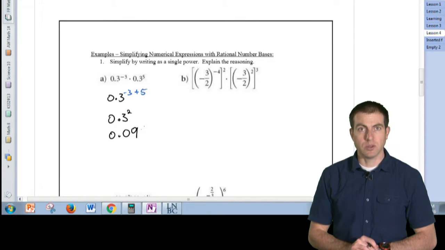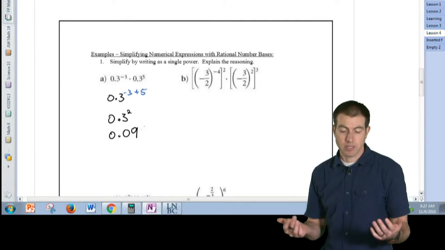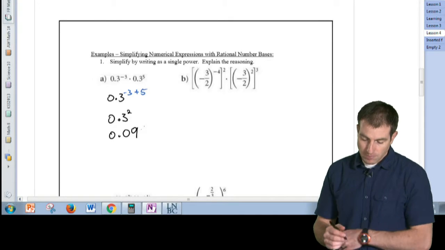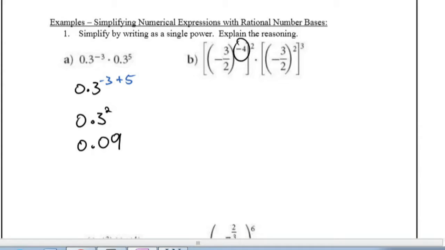So the first thing I'm going to do is deal with my exponents on the outside of my brackets. I could get rid of this negative exponent first if I wanted, but just to keep it simple, I'm going to multiply these together and these together. So I'm going to get negative 3 over 2 to the power of negative 8 times negative 3 over 2 to the power of 6. So that is my first step, exponents on the outside of my brackets.